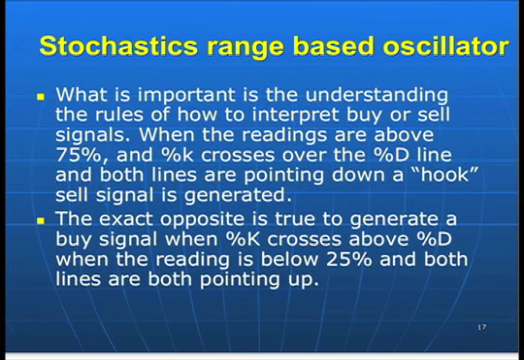What's important is understanding some of the rules of how to interpret buy or sell signals. Personally, when I look at readings above 75 and percent K and D are both above that level, when percent K crosses over the D line, that's when I look for a hook, and both the K and D need to cross and close back underneath 75%. So that helps generate a potential sell signal.